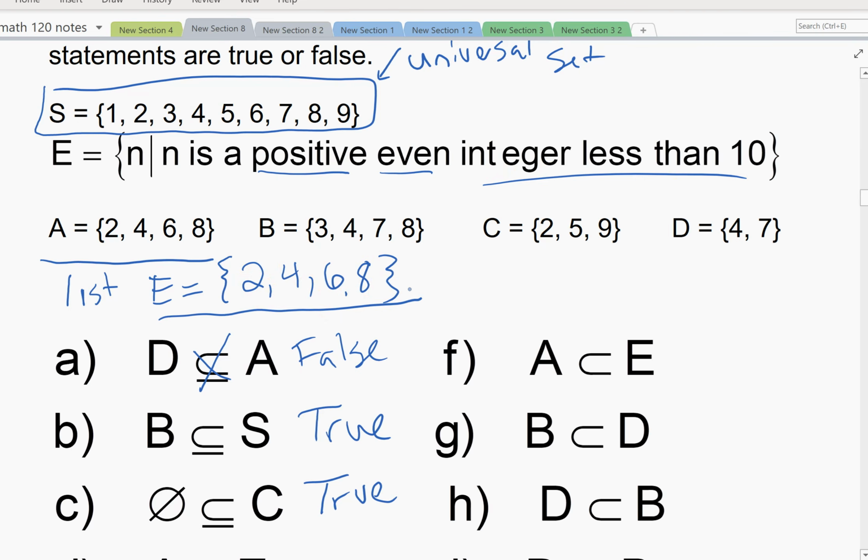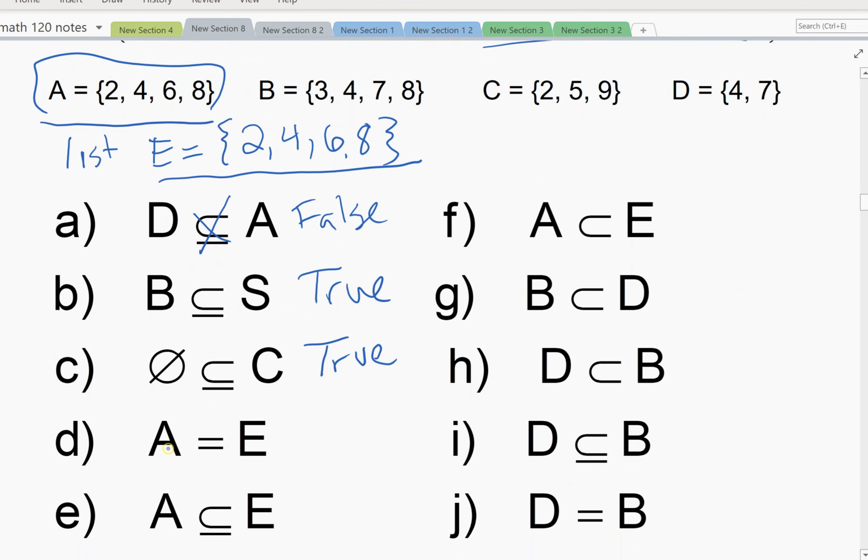So there's set E, and there's set A, and the first question was, is set E equal to set A? Once I've listed it out, I can see A represents all of the even integers less than 10, so that's true. The next one asks, is A a general subset of E? Because the previous statement says they're equal, and that little bar underneath the subset says equality can be held true, that's true. All the elements in A also show up in E, and I'm allowed equality.